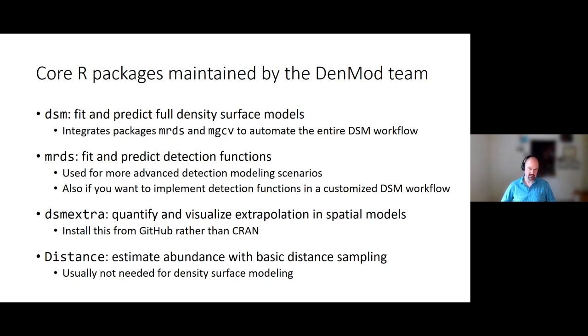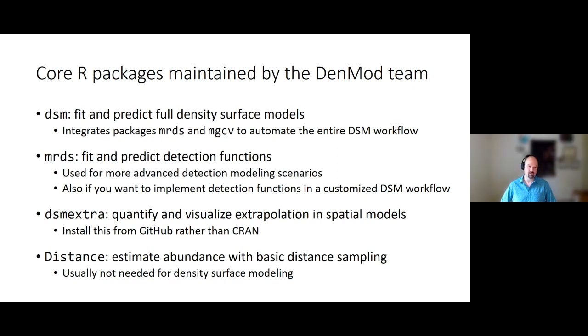So for example, when DenMod started, DSM only had the ability to utilize one detection function. And as you've seen from some of the studies that we have, we're integrating data from many different survey programs, many different platforms. And so we needed the ability to integrate multiple detection functions into a single density surface model. And then not only that, to propagate the uncertainty using the method that Dave, Mark Bravington, and Sharon Hedley developed, to propagate that through to the spatial component of the model. And so Dave put in a lot of work to implement that into the DSM package.